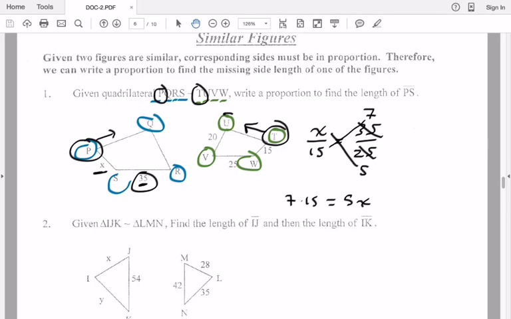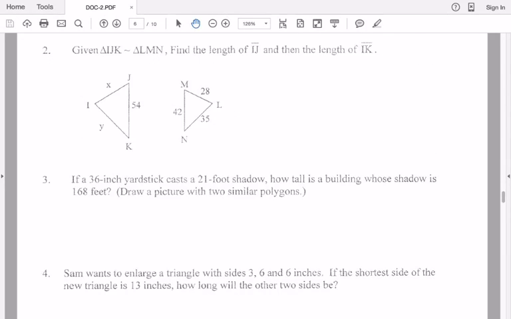So we got 7 times 15, which is 105. And we divide both sides by 5. That's 21. We got our x value. Now these shapes are triangles, so let's find the missing side here. Actually, there's two missing sides. We have an x and a y.